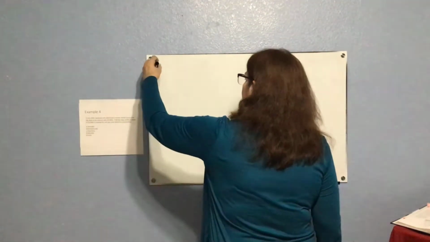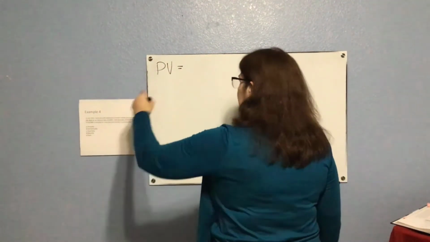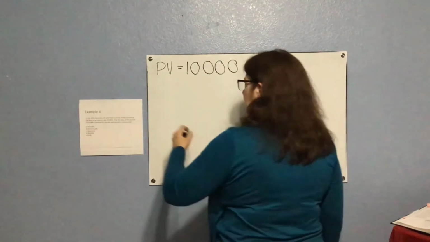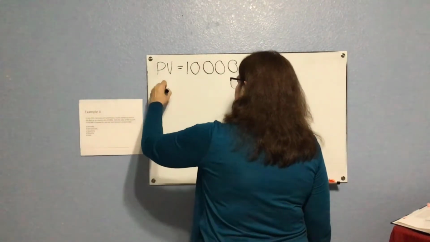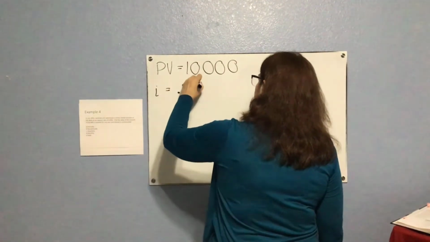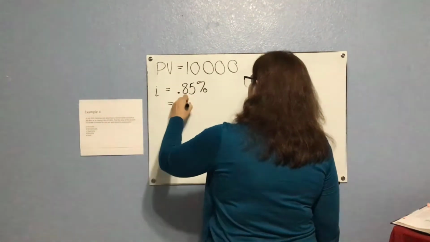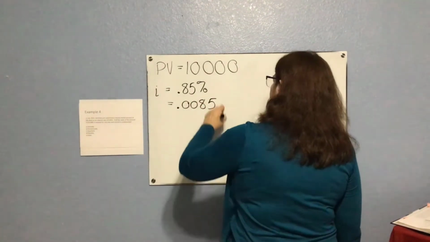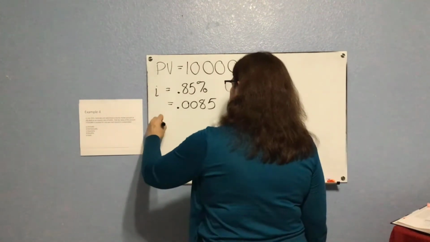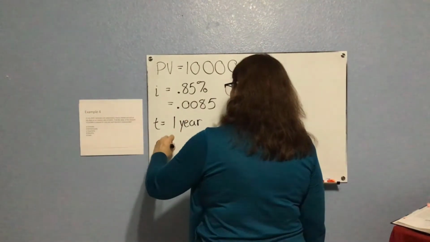But let's start with what we know already. Our present value is $10,000. Our interest rate, it was 0.85%, so it's going to be even smaller as a decimal, 0.0085. Our time is 1 year. And we'll start with annual compounding.